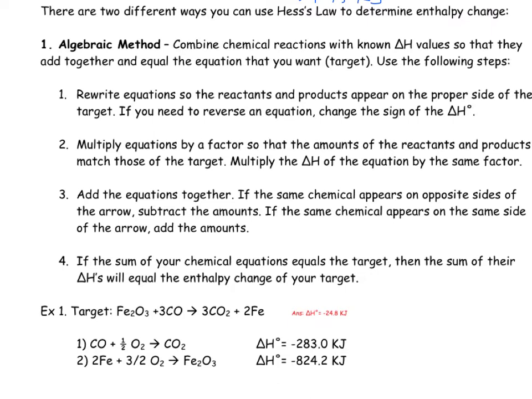Number 3, then you add the equations together. If the same chemical appears on opposite sides of the arrow, you subtract the amounts. If the same chemical appears on the same side of the arrow, then you add the amounts together. Number 4, if the sum of your chemical equations equals the target, then you've manipulated the equations properly so that the sum of their delta H's will equal the enthalpy change of your target.